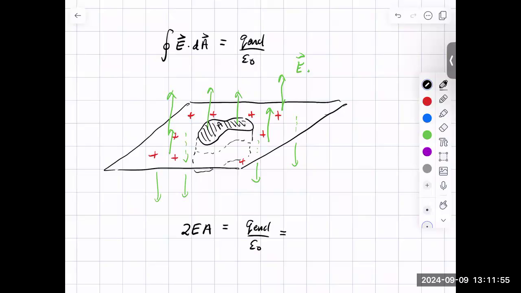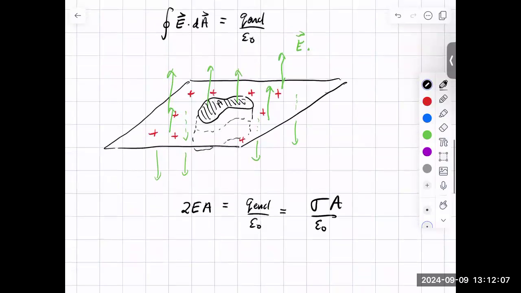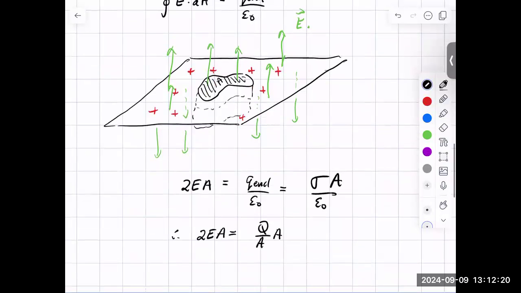But Q enclosed is the charge per unit area times the area of that top surface. And then we still have to just divide by epsilon naught. And so therefore we have 2EA is equal to sigma, the charge per unit area, times the area, divided by epsilon naught. You can cancel those things.